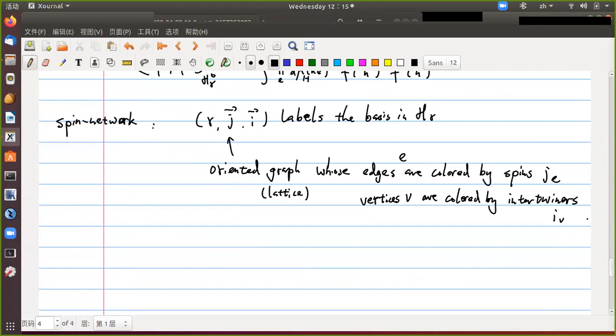So this set of data is: firstly you have a graph, and on all the edges of the graph you color the edge using the spin J, and on every vertex you color the vertex using the intertwiner I. You can draw a graph for that. This is your cubic lattice for your graph. It's oriented, for example, you can orient it in this way.